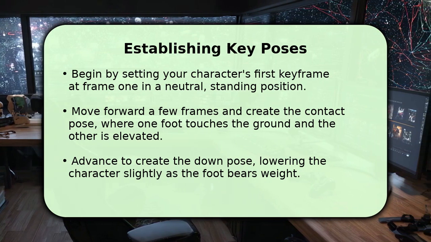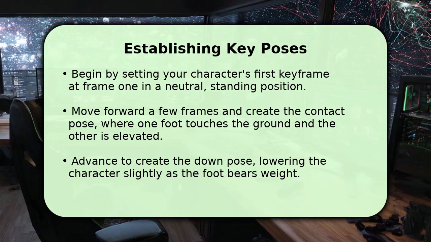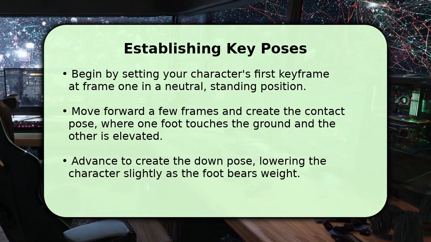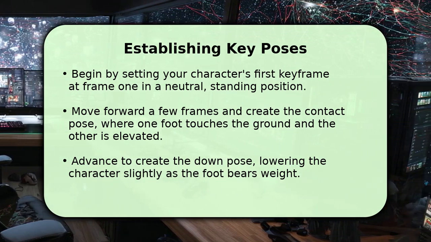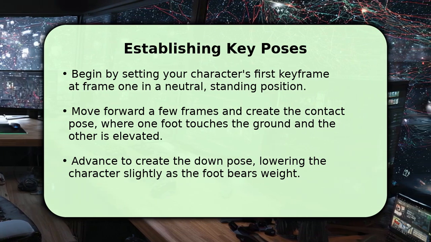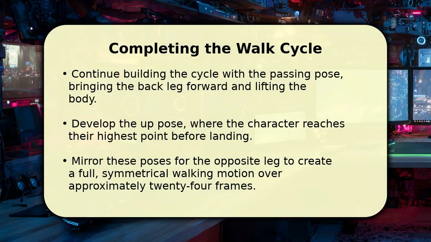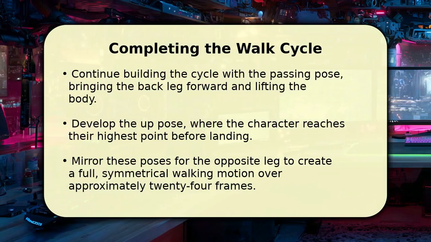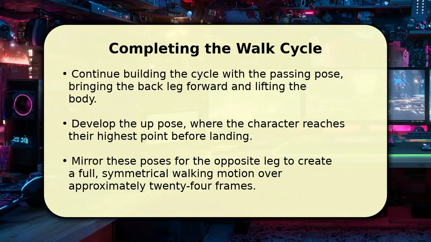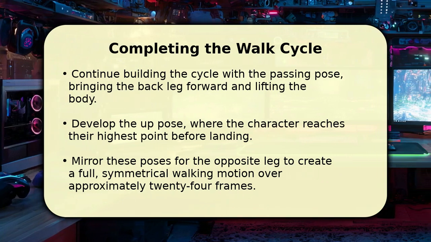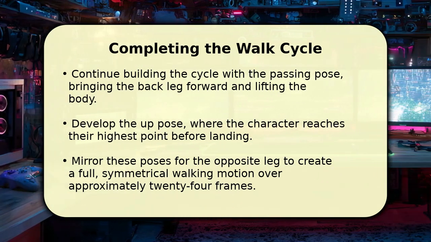Follow this with the down pose around frame 10, where the character's body lowers slightly as the leading foot fully connects with the surface. These initial keyframes define the primary movements. Now let's complete the walk cycle. After the down pose, move to approximately frame 14 for the passing pose, bringing the back leg forward past the standing one and slightly raising the body.